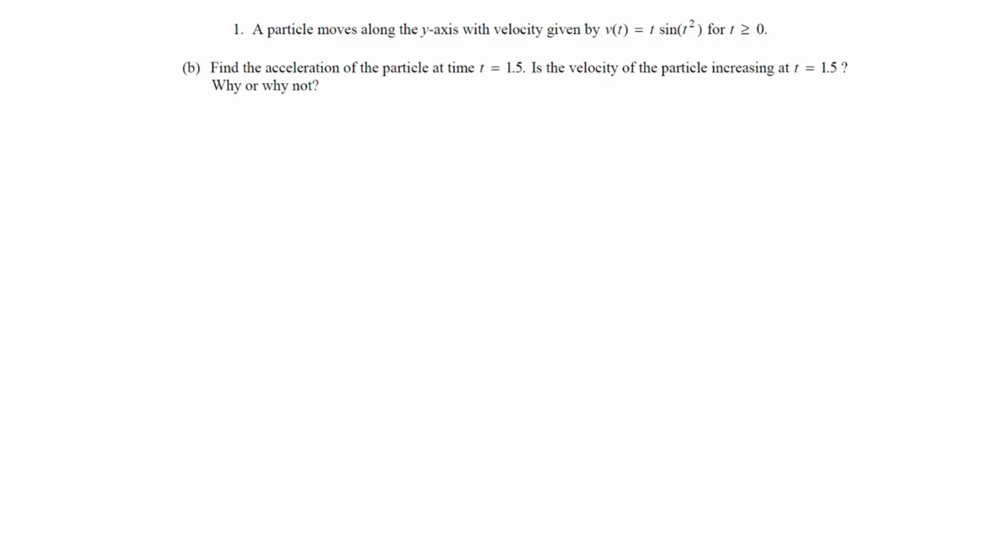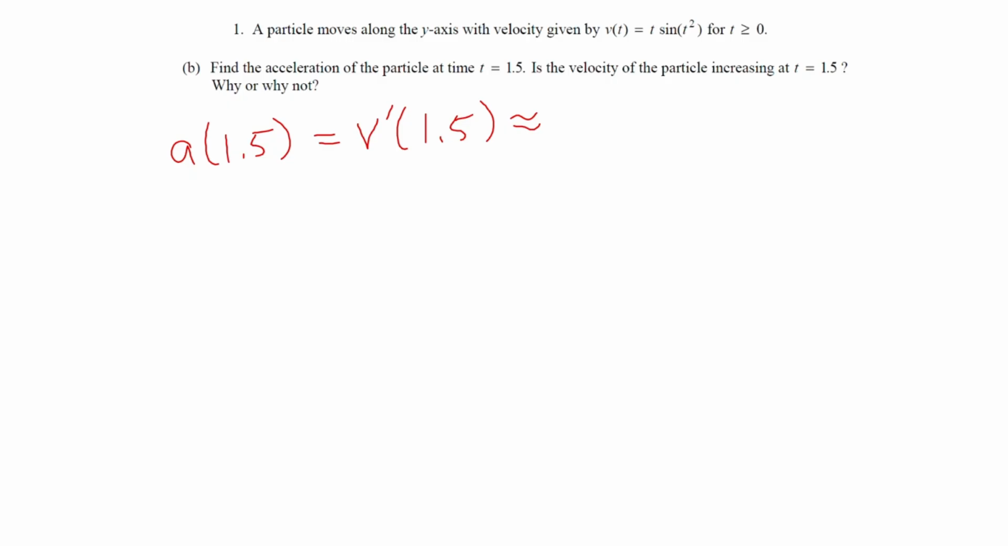In part B, it says find the acceleration of the particle at t equals 1.5. And then they ask a question that is a little off from what they lately have been asking, which is: is the velocity increasing at t equals 1.5? So first, to find the acceleration at 1.5, since this is a calculator question, right, we can just say a of 1.5 is v prime of 1.5. And our calculator will approximate that value for us.